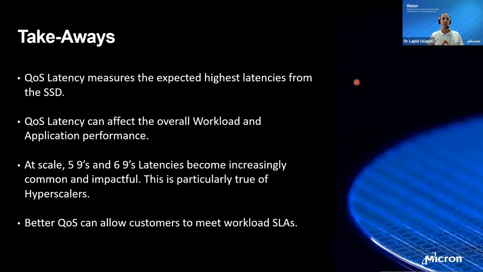So the takeaways from this session: QoS latency measures the expected highest latency from the SSD. QoS latency can affect the overall workload and the application performance. At scale, 5 nines and 6 nines latencies become increasingly common and impactful. This is particularly true for hyperscalers, as we saw. And better QoS can allow customers to meet their workload SLAs, as we described, which is an important metric.